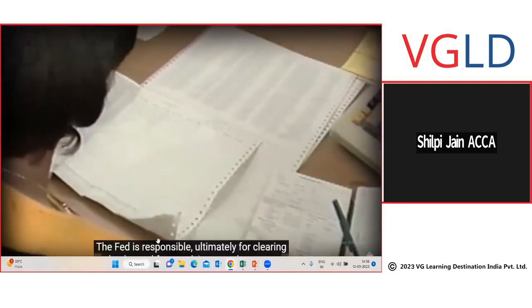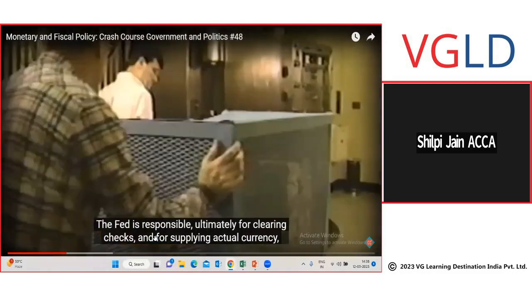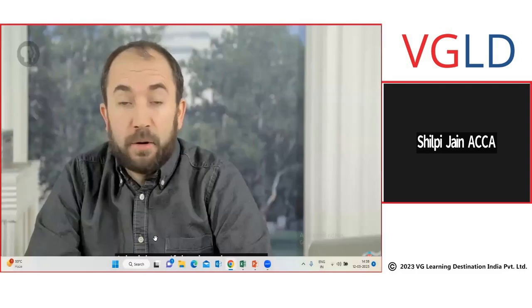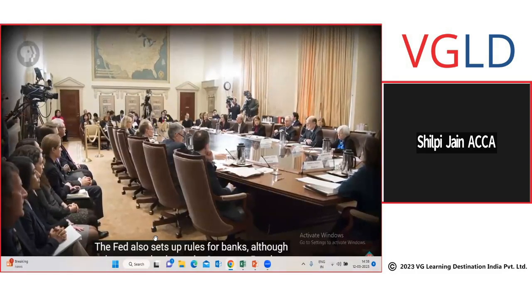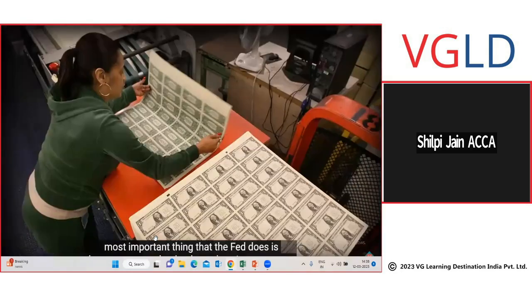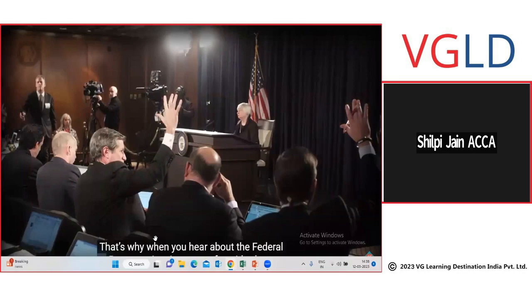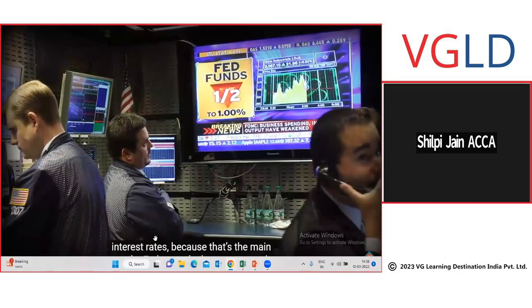The Fed is responsible ultimately for clearing checks and for supplying actual currency, most of which is kept in highly secure facilities staffed by robots with laser eyes. I don't know if they have laser eyes. The Fed also sets up rules for banks, although these can also be set by Congress. But the most important thing the Fed does is loan money to other banks and set interest rates. That's why when you hear about the Federal Reserve, 9 times out of 10 it's about interest rates, because that's the main way the Fed controls the money supply.